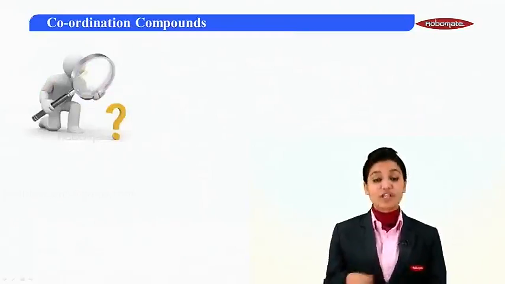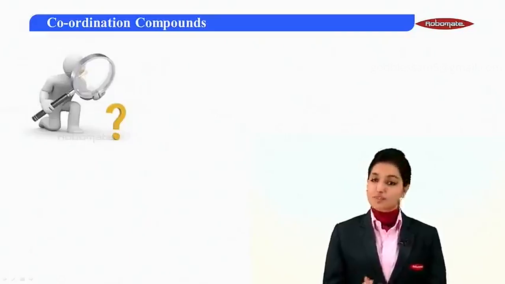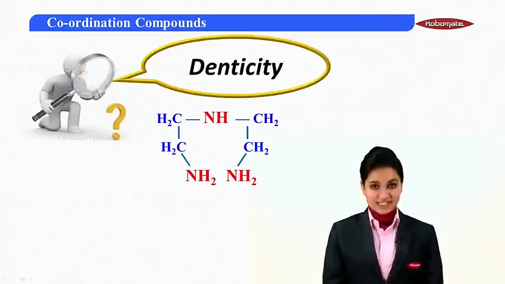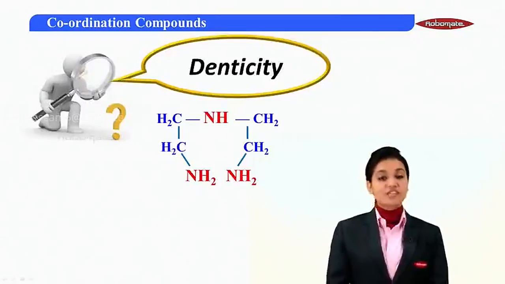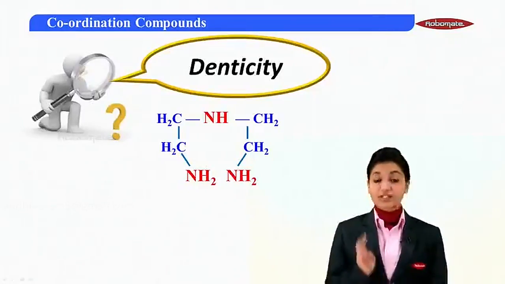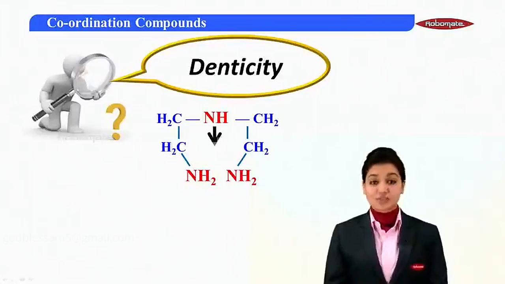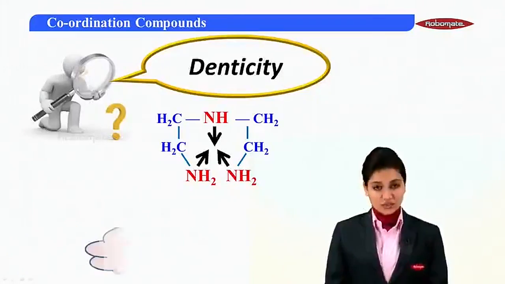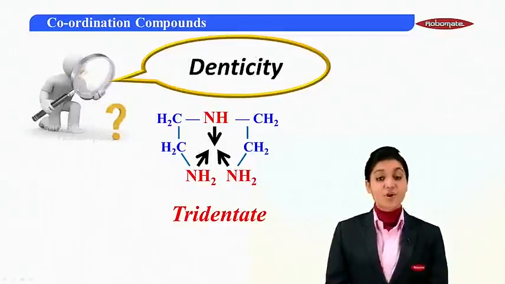Now the next one is, as we already know, to find out the denticity, we just need to see how many donor groups are present, or how many coordinate bonds will be formed. So here I have a question where you have to find the denticity. If you see in this particular ligand, there are 3 donor atoms, that is 3 nitrogens, 1, 2 and 3. So since there are 3 donor groups, 3 coordinate bonds will be formed, and therefore it is called a tridentate ligand.